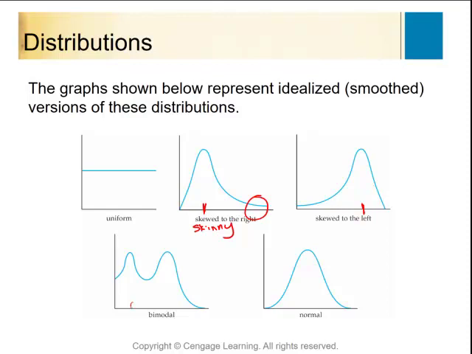Bimodal means you have 2 humps in it, and this is a normal curve. And in statistics, we study the normal curve extensively.